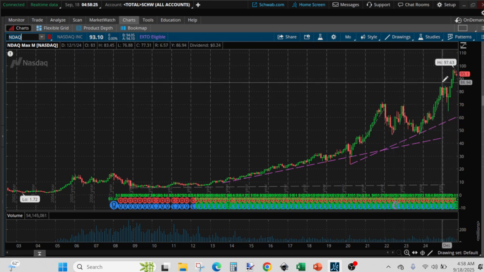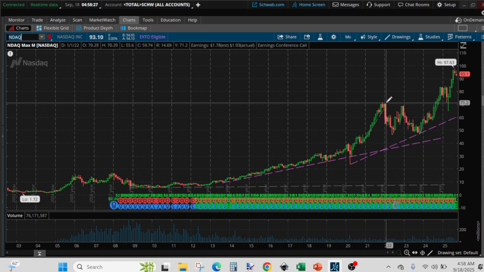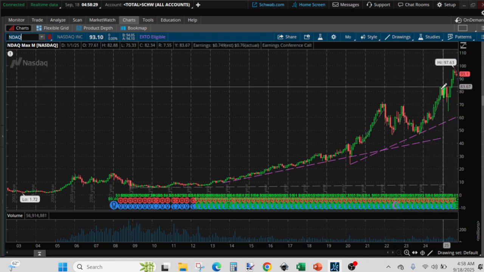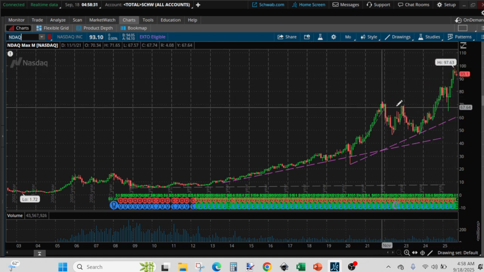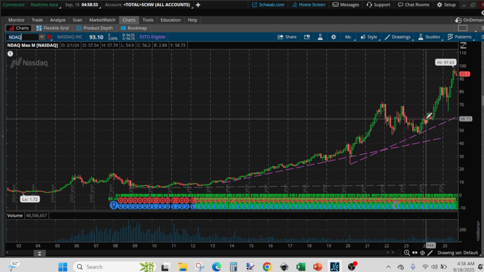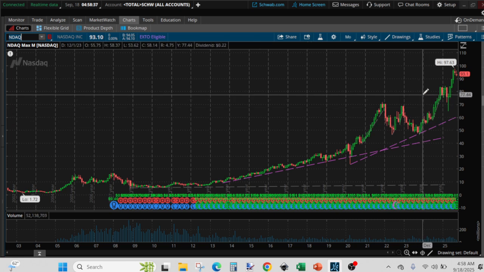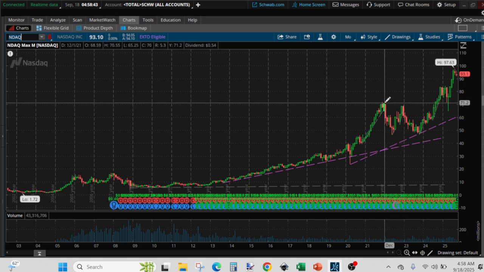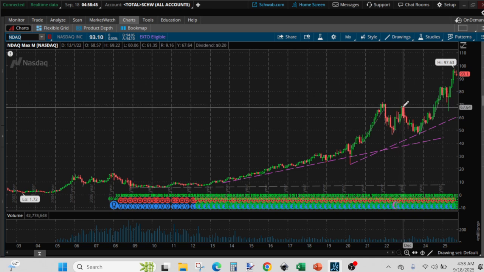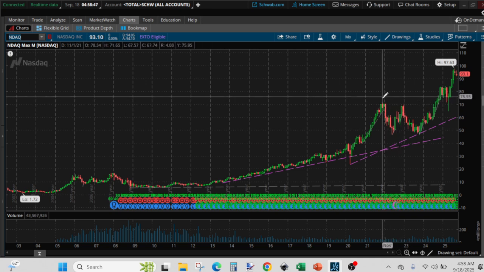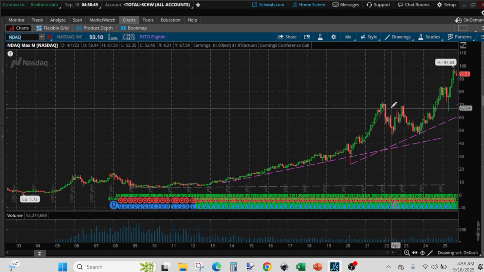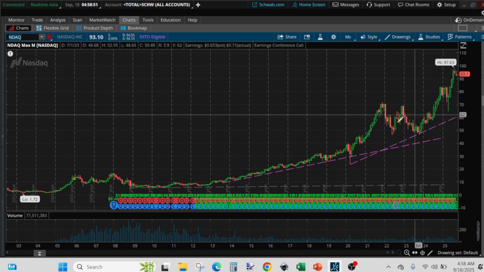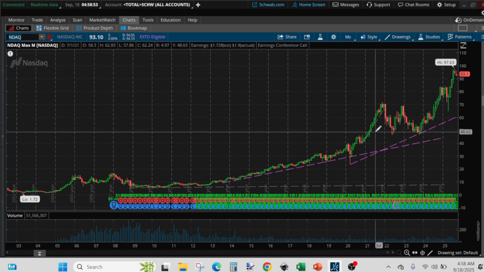Comparing those two, we know that it's making higher highs. There are some years, like this one, for instance, where it didn't really make a higher high here compared to those two here. It took a while before, but that is the idea behind it.